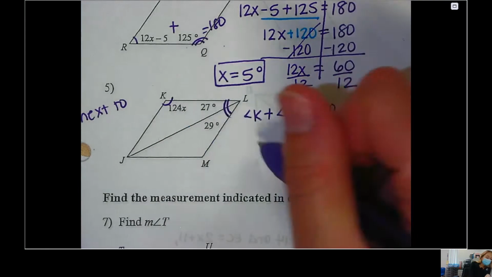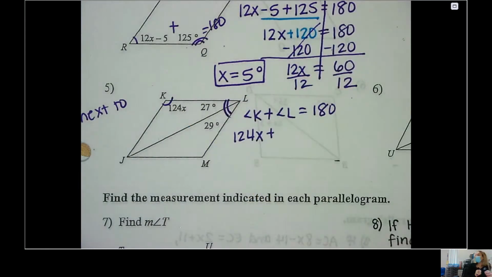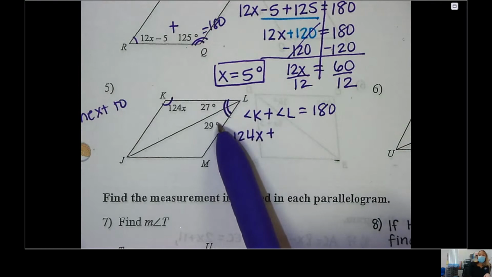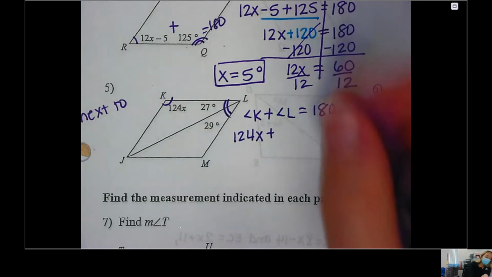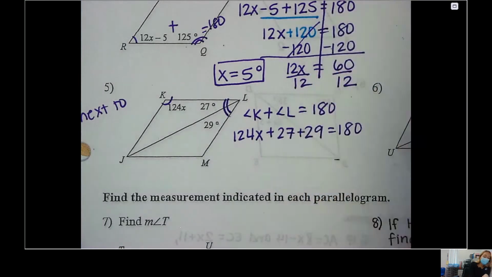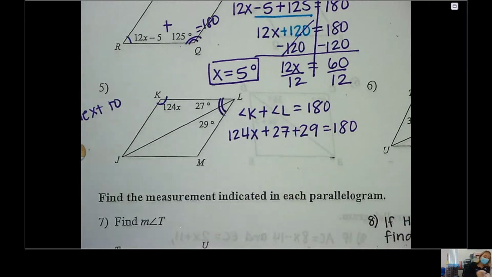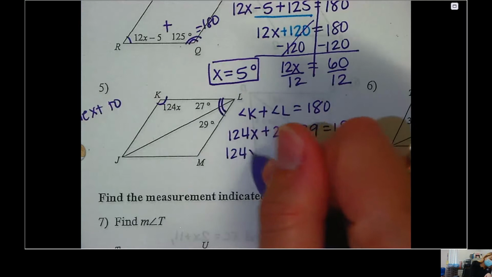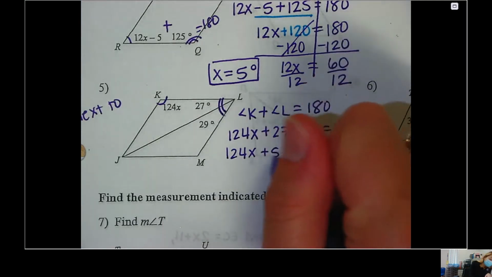So angle K is 124x plus, what is angle L? How did you get 56? Yeah, you just add together 27 and 29. So you can either do it first and just write 56 here, or you can write out plus 27 plus 29, right? Because that gives me the total angle L. And then it just becomes algebra. If you didn't combine the like terms already, you'd have to combine them and get 56.